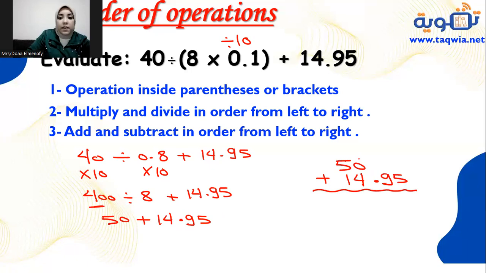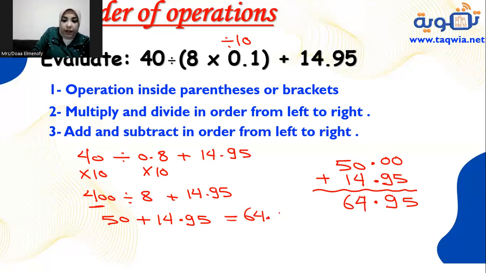The whole number doesn't have a decimal part, so for this reason I'm going to write a decimal point and 2 zeros. Now I add: 0 plus 5 equals 5, and 0 plus 9 equals 9, and then 0 plus 4 equals 4, and 5 plus 1 equals 6. So the answer is 64.95.